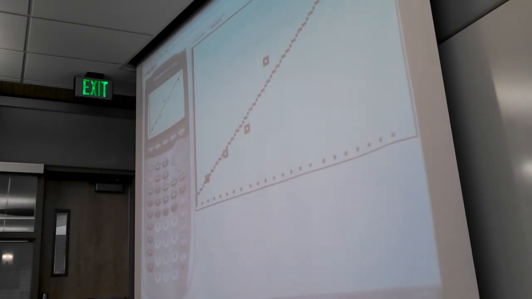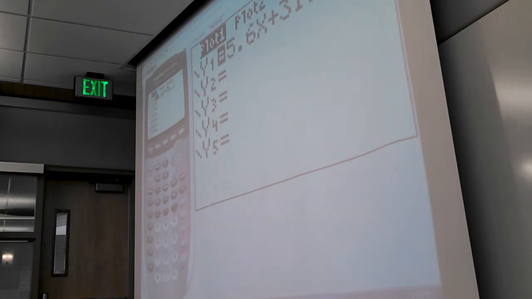Can you hit y equals again? Yeah. Where are we at, sir? Can you hit y equals again? Yes. Thank you. And I got those numbers from the a and b on the previous screen. Okay.